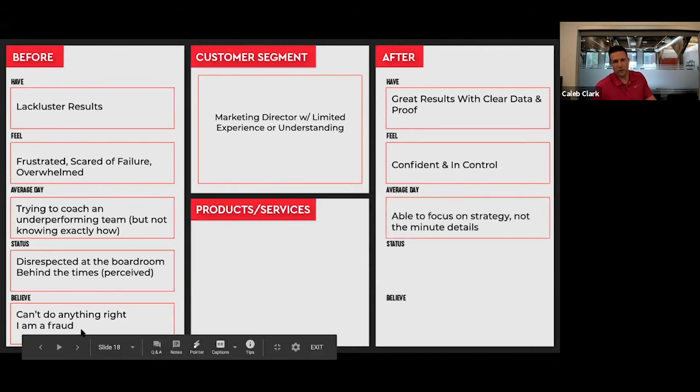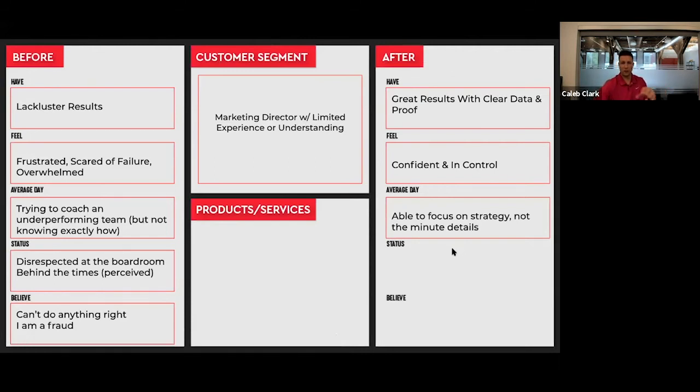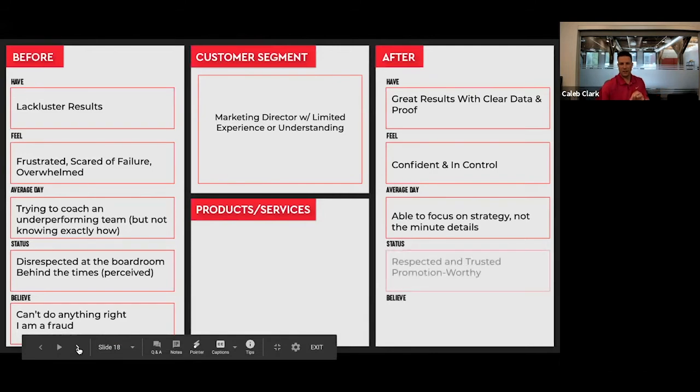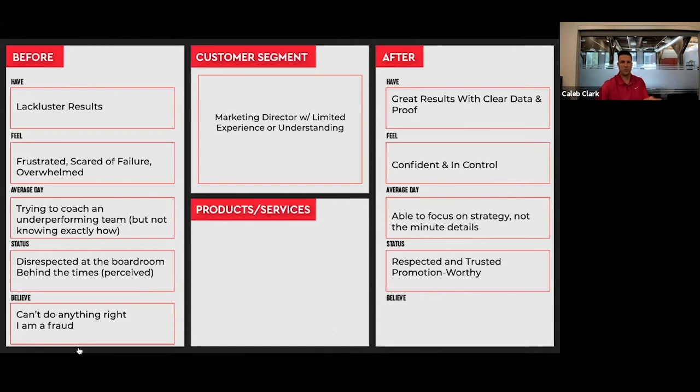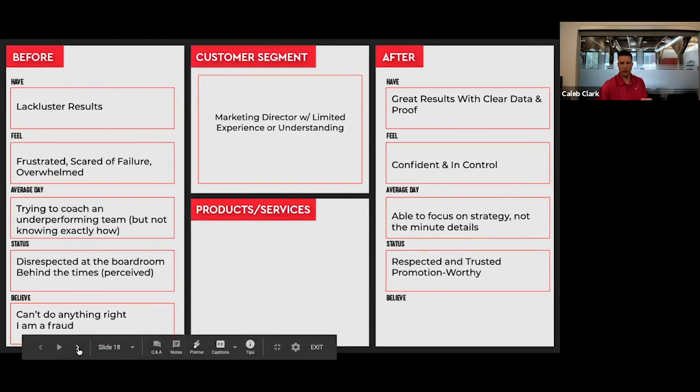If I could define the perfect average day for them, maybe they're able to focus on strategy, what they were hired to do, not the minute details of the day-to-day. If I could define the perfect status for them afterwards, they're respected and trusted, promotion worthy. I'm going to them for the answers, right?